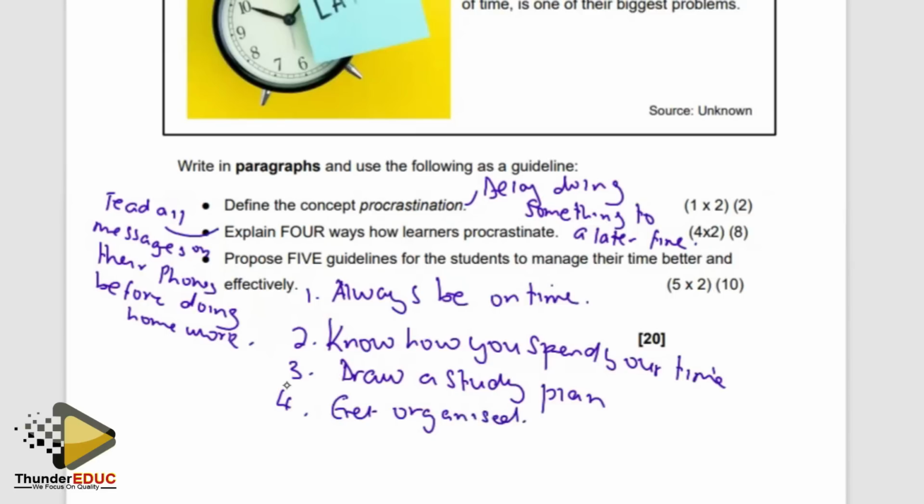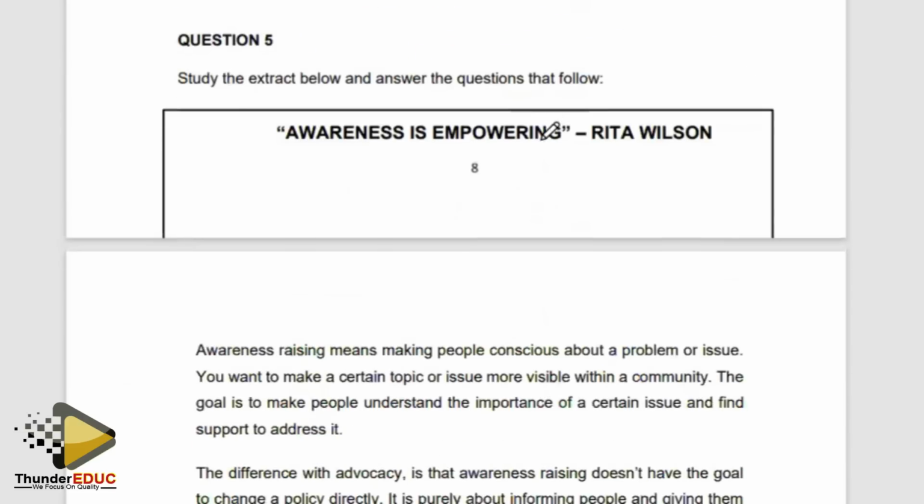All right, another one, avoid procrastinating or putting off doing tasks. If something needs to be done, do it immediately. Avoid multitasking. Be self-disciplined. Follow a daily study schedule. Another one, do at least 2 to 3 hours of homework after school every day to reduce the pressure of the number of tasks that need to be completed. That is question 4. Let's go to question 5.